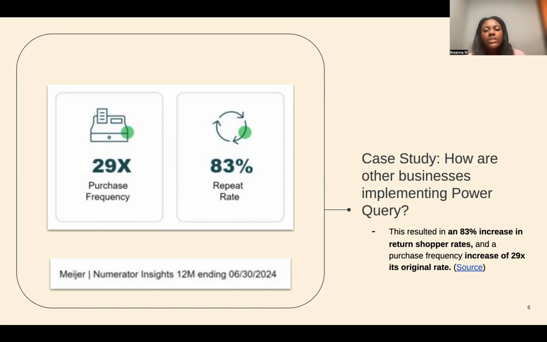And what was the result of this? Well, it was pretty incredible. They actually had an 83% increase in return shopper rates. And they also saw a 29 times increase in purchase frequency in their stores. So that increased efficiency had a really great impact on their company.